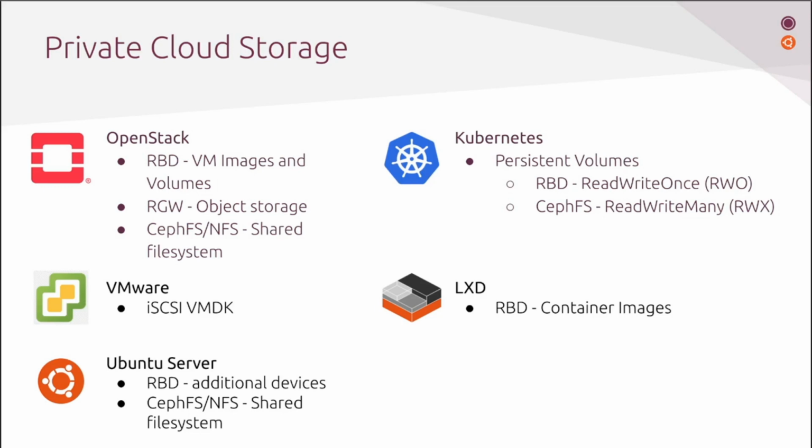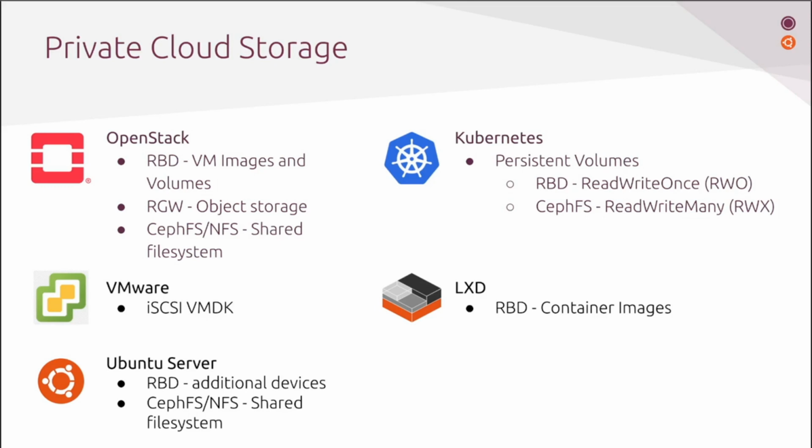Ceph is by far the most popular storage backend for OpenStack. It's used in over 70% of OpenStack deployments, based on the latest stats from the Open Infra Foundation. It has very tight integration with the different components of OpenStack, so Nova, Cinder, Glance, and Manila, as well as integrating with Keystone for authentication.